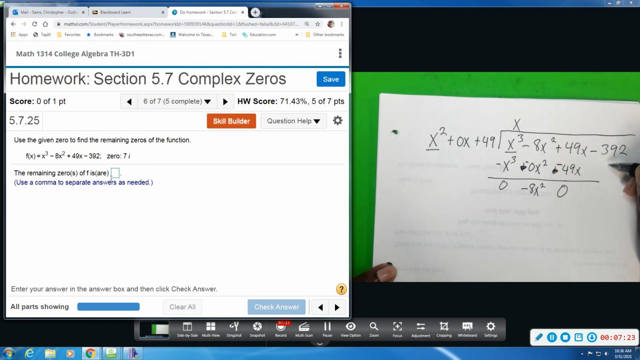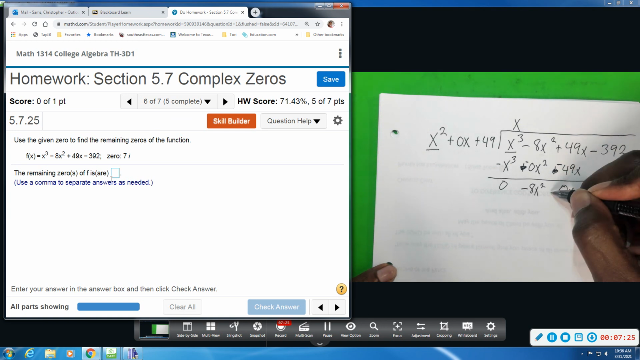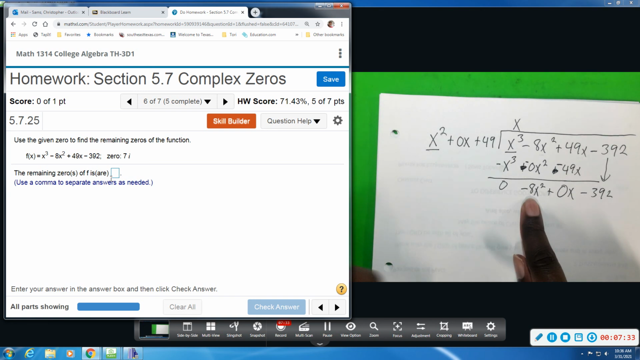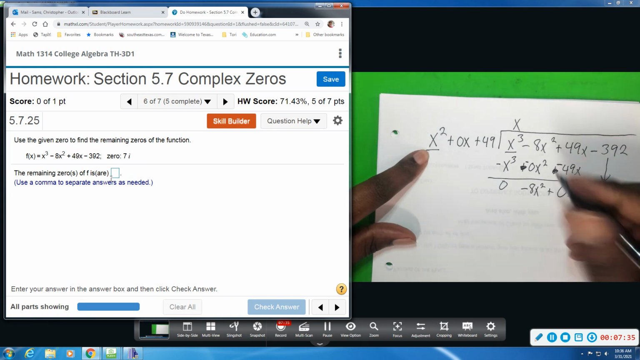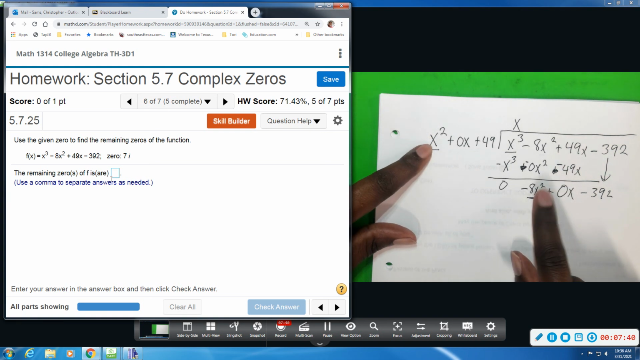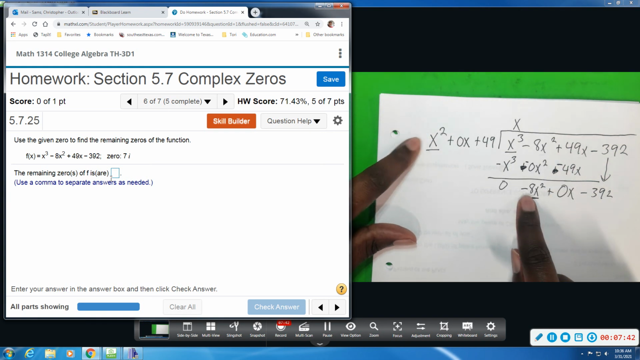All right, and then you bring down your last term, which is the negative 392. And we're going to just repeat the process. I'm only focusing on the front and the front. Okay, so notice I already have the x squareds the same. I just need the number in front to be the same.